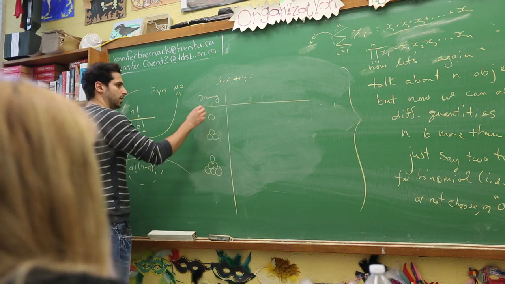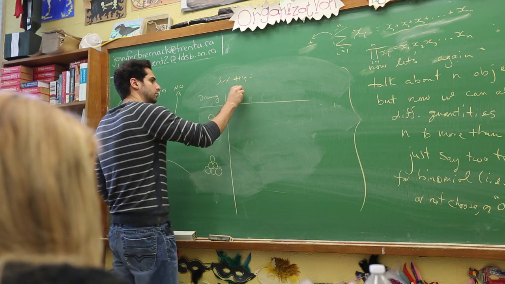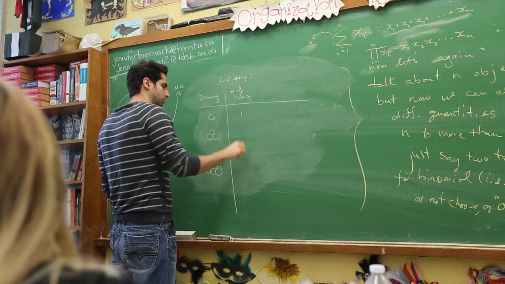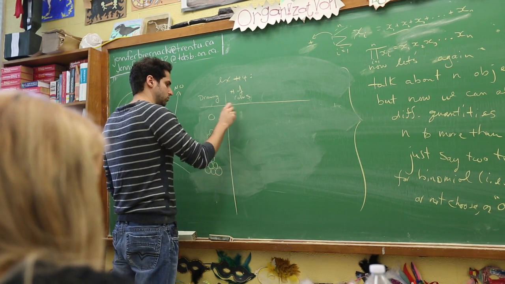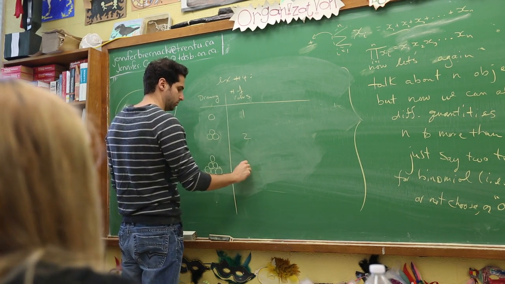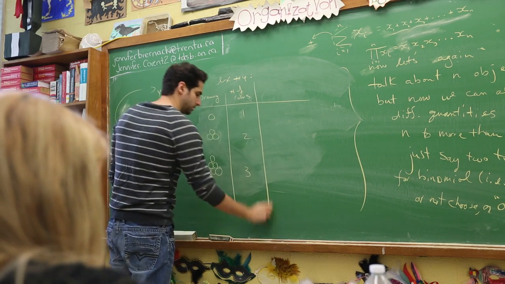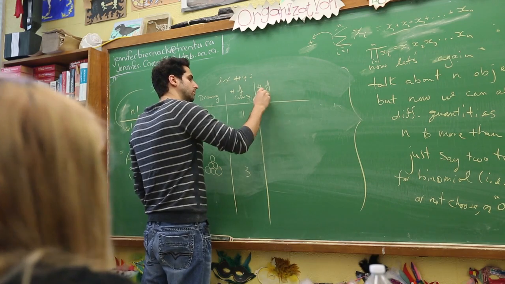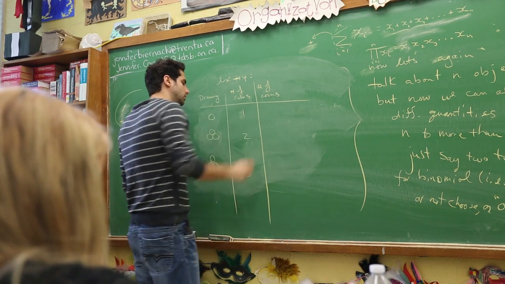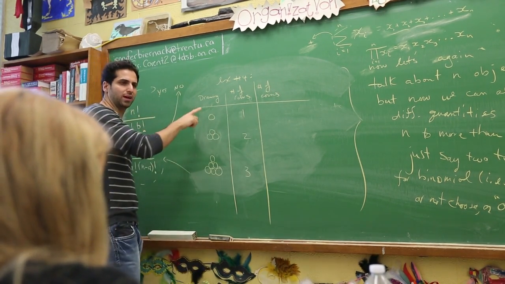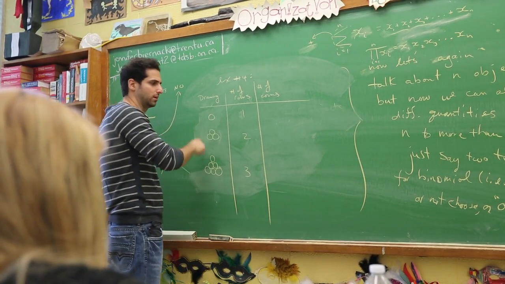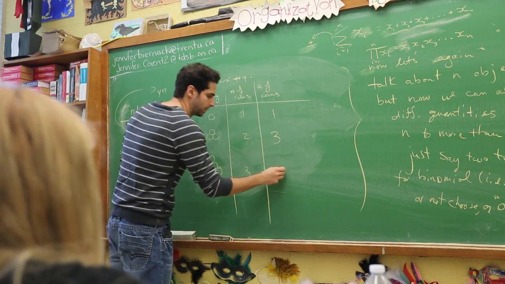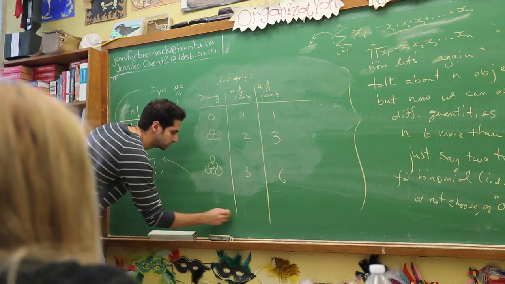So this is row 1, this is 2 rows, this is 3 rows, right? And it asks about the number of coins. So how many coins do we have if we have a 1-row triangle? 1, then 3, 6, and 10. Let's do one more.